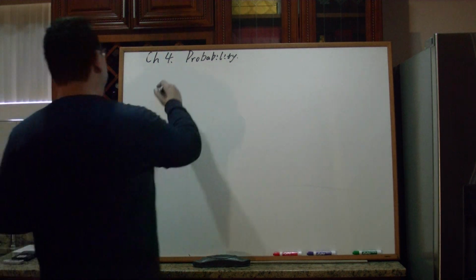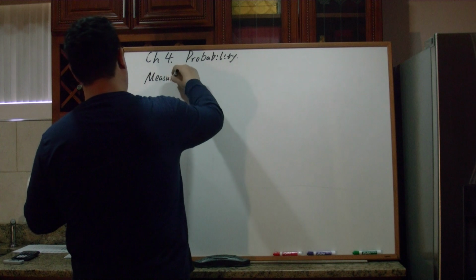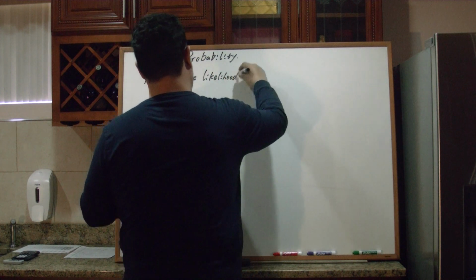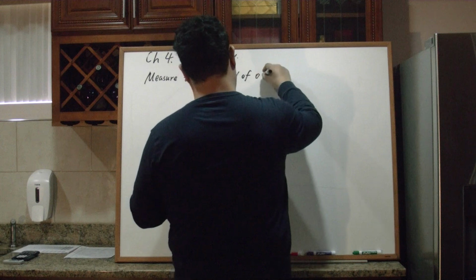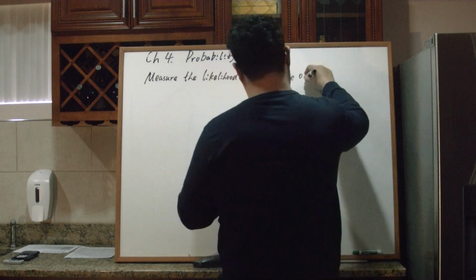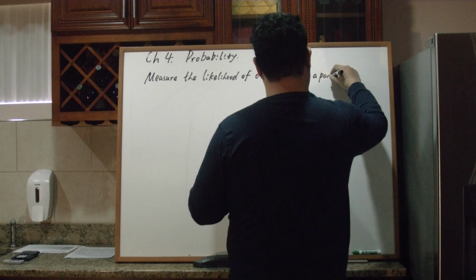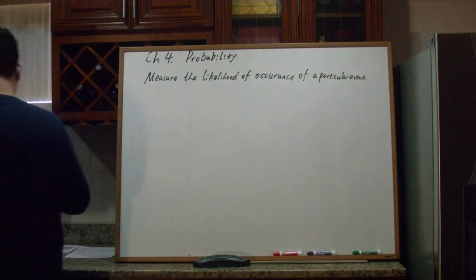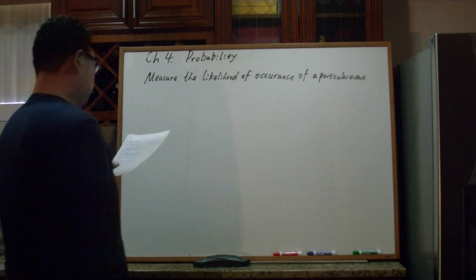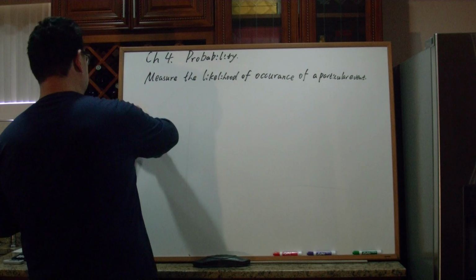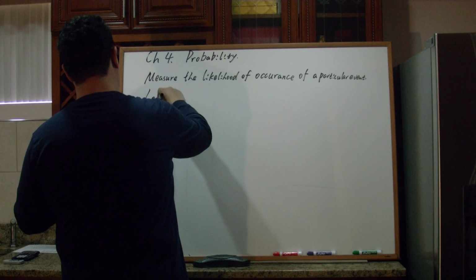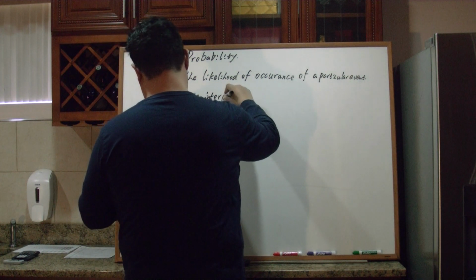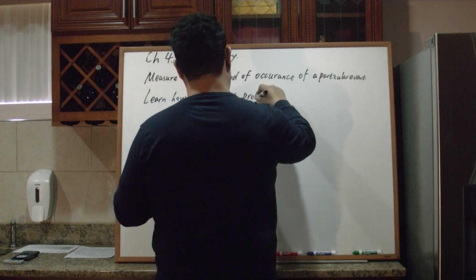What probability does is measure the likelihood of occurrence of a particular event. What we will learn is how to interpret probability values.